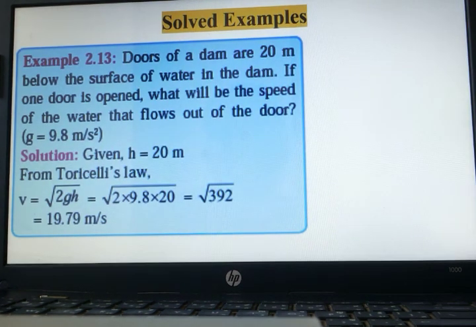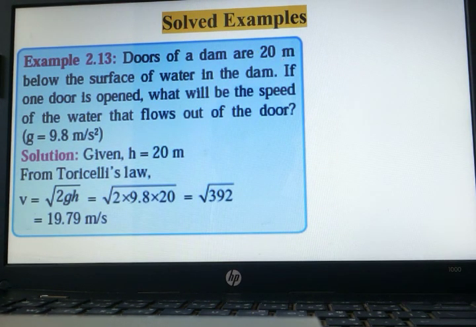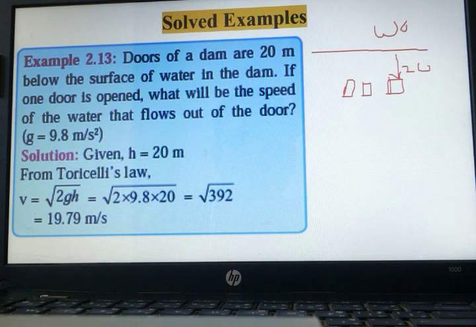Next one. The doors of a dam are 20 meter below the surface of the water. Take for example, the surface of the water is over here and this is a dam. Many doors are there. From here to here, the surface of the water to the door, is 20 meter.